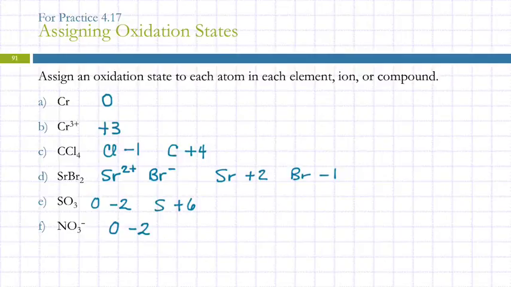Well, there's 3 of them, so that's 3 times -2 is -6. And I'm looking for something for nitrogen that will add to -6 and give me -1. What's the nitrogen? +5. Okay. Any questions?